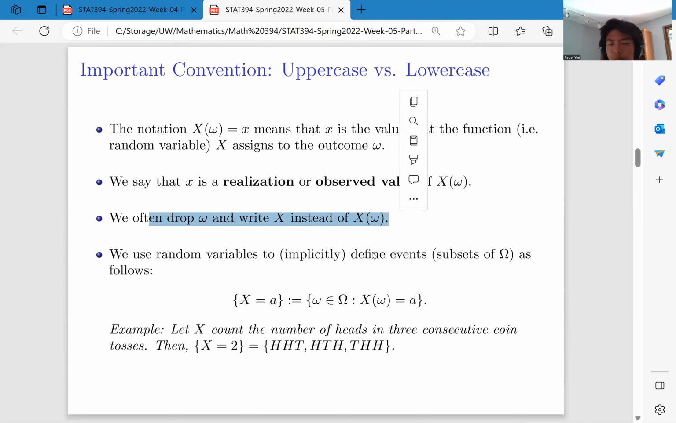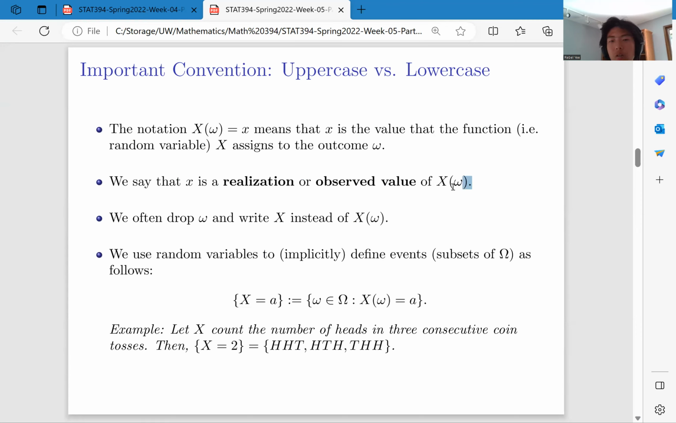What does that mean? If you imagine it, writing X and bracket ω uses more ink if you write it very frequently, because in statistics we write random variables many times. If you want to save some time and some hand effort, why not just use X equal to something?